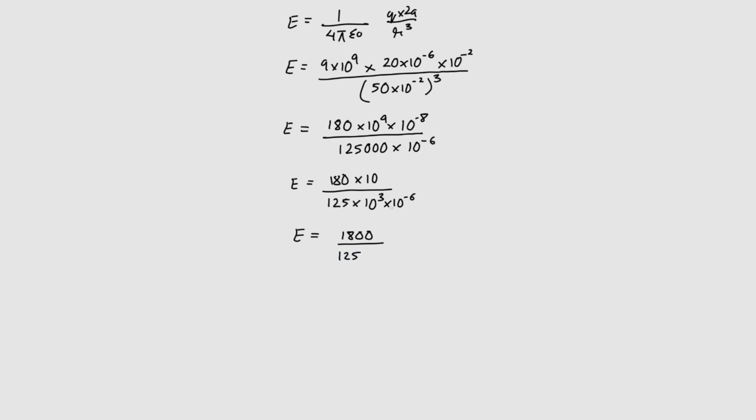Into 10 to the power minus 3 into 10 to the power minus 6. So E is equal to 1800 into 10 to the power 3 divided by 125. If you calculate the value, you get 1.44 into 10 to the power 4 Newton per coulomb. This is the answer.